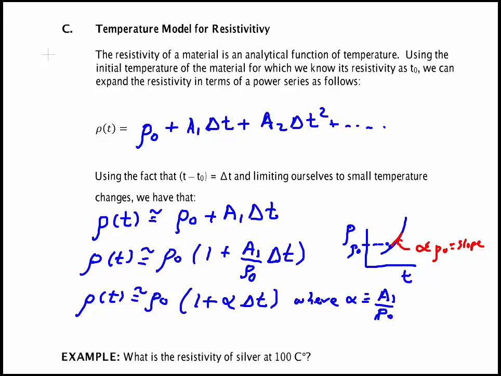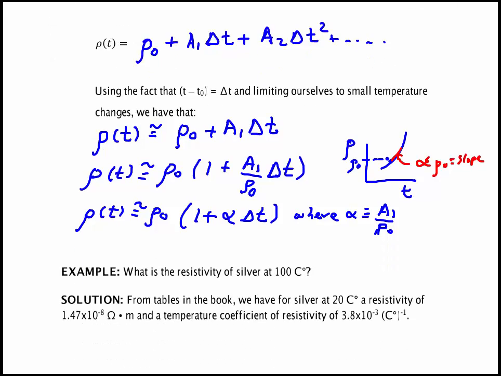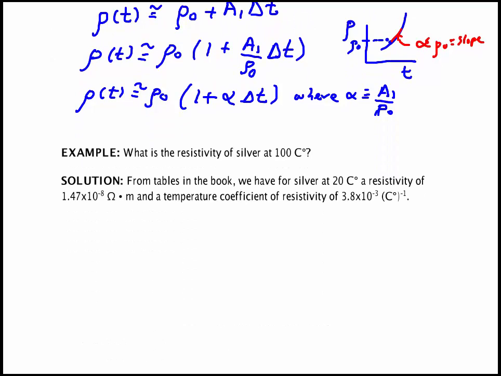Let's show you how this actually works on a problem. So, from the book, we find silver at 20 degrees Celsius has a resistivity of 1.47 times 10 to the minus 8 ohm meters, and a temperature coefficient of resistivity of 3.8 times 10 to the minus 3. So, rho naught is 1.47 times 10 to the minus 8 ohm meters, alpha is 3.8 times 10 to the minus 3 per degree Celsius.